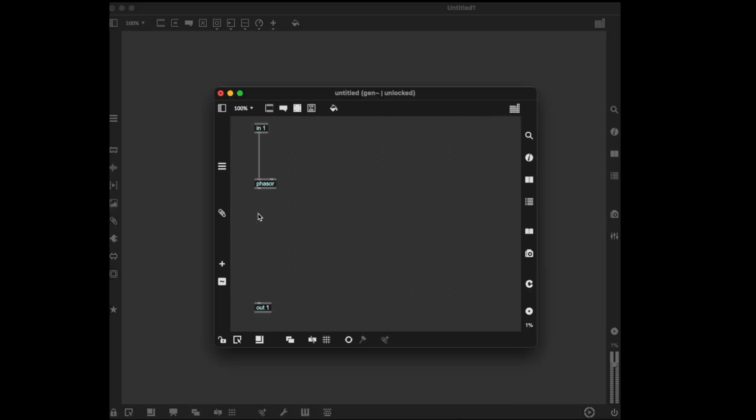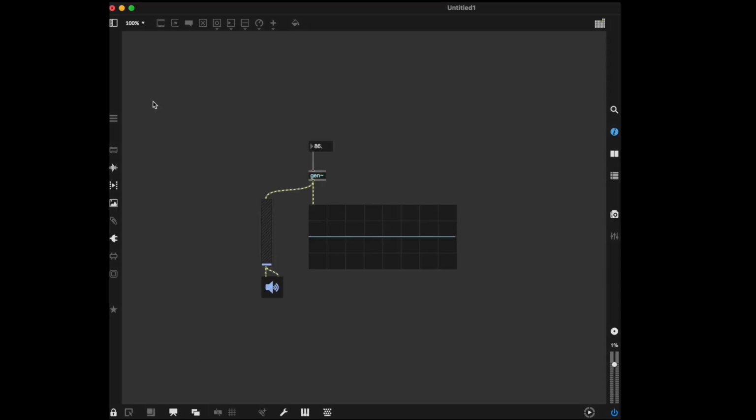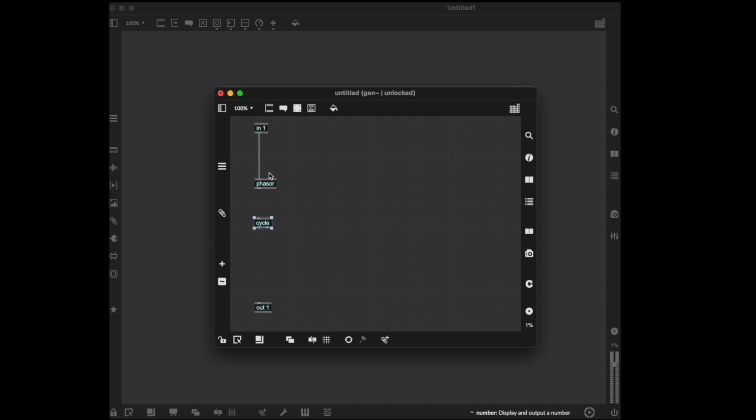But what we want to do with this signal is use it to read through a table of values corresponding to a sine wave. So we have the cycle operator in Gen. I guess I should probably call it objects and not operators. Everything inside of Gen, okay, so in Max, all of these things are different objects. Inside of Gen, all of these are operators.